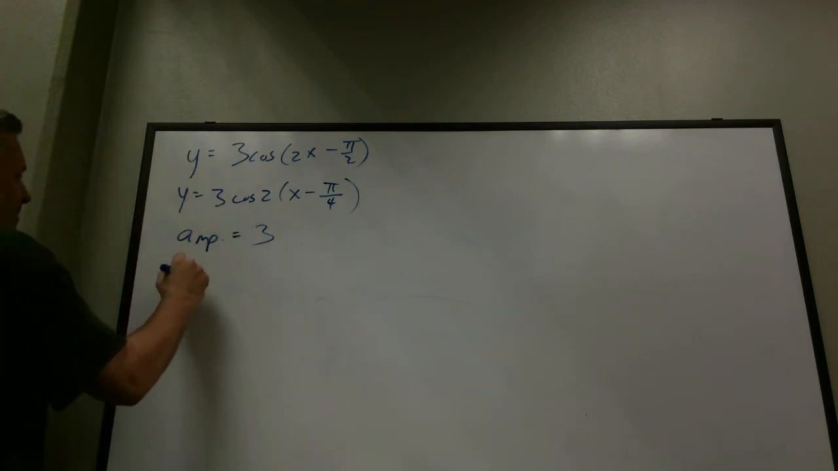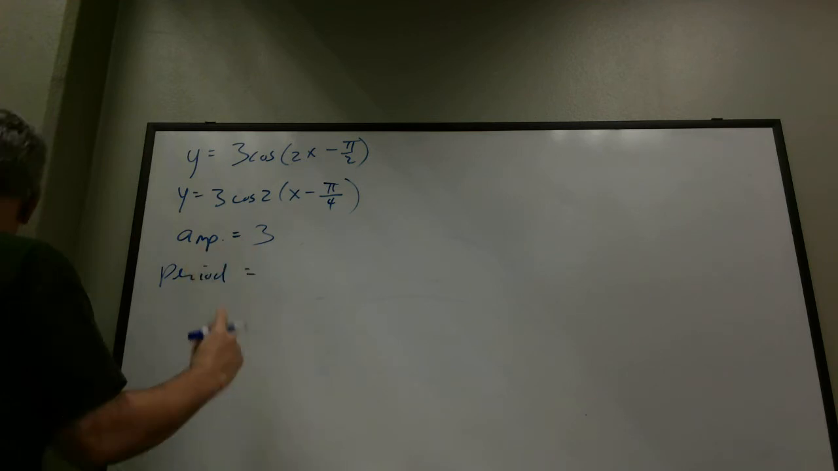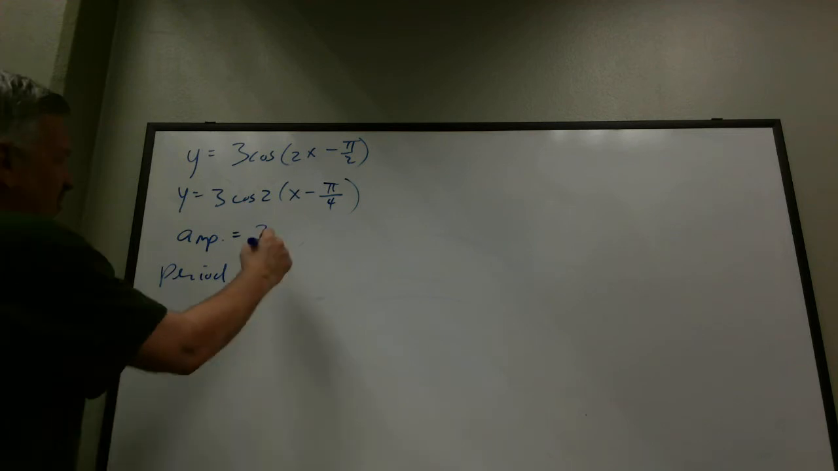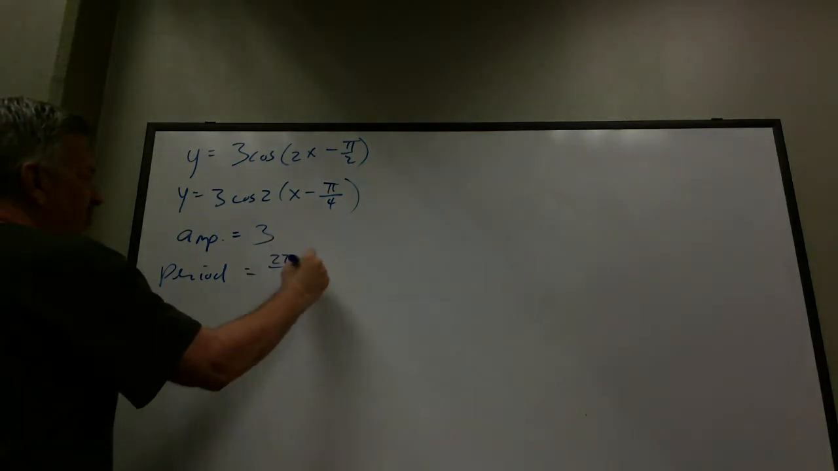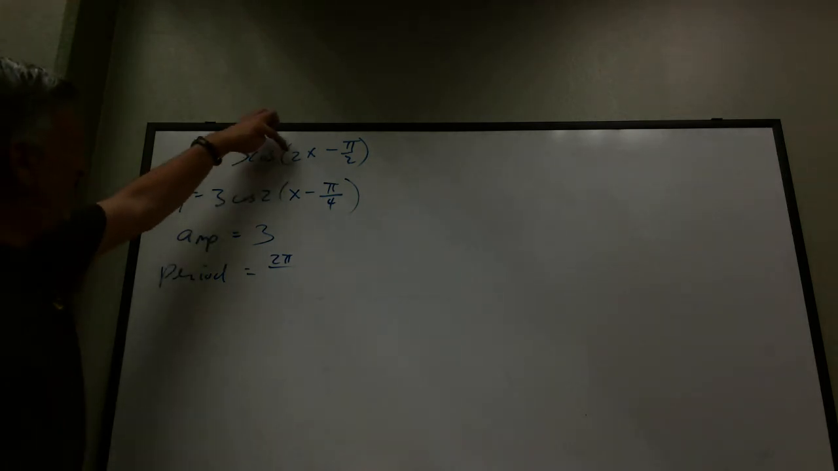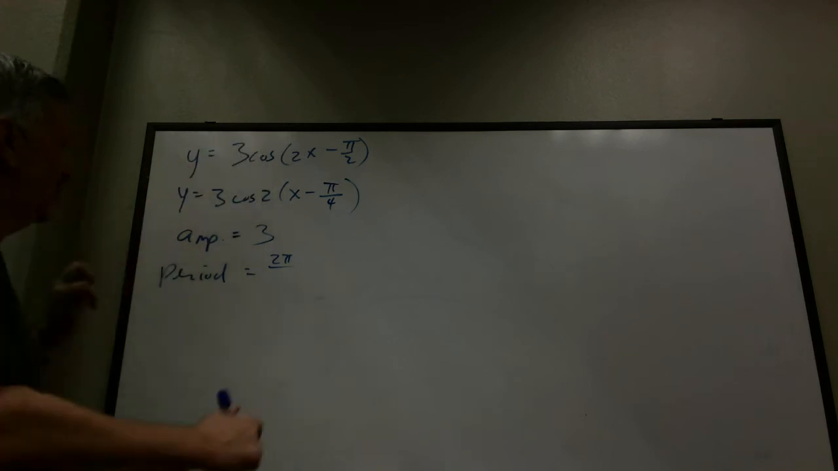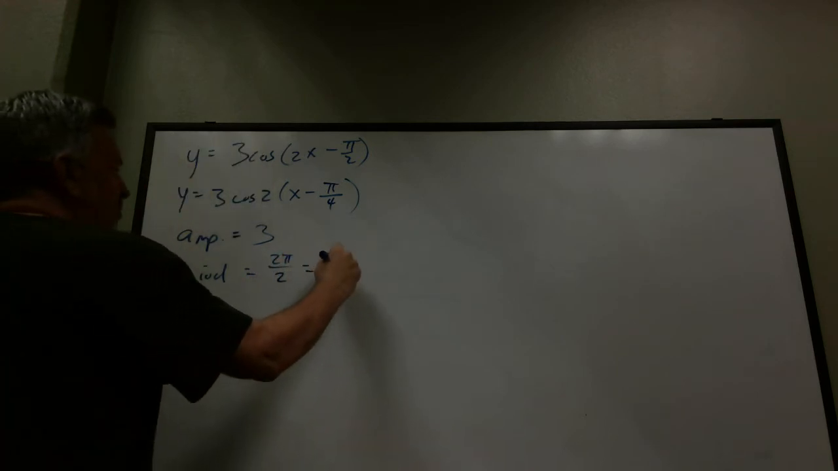Now what about the period? Okay. So how do we compute the period here? Think to yourself. Okay, it's the original period of the basic cosine graph, 2 pi, and we're dividing by the coefficient of the x, the angle. So if you get the 2 here, the 2 here, you're correct. It's 2 pi over 2, which is pi.